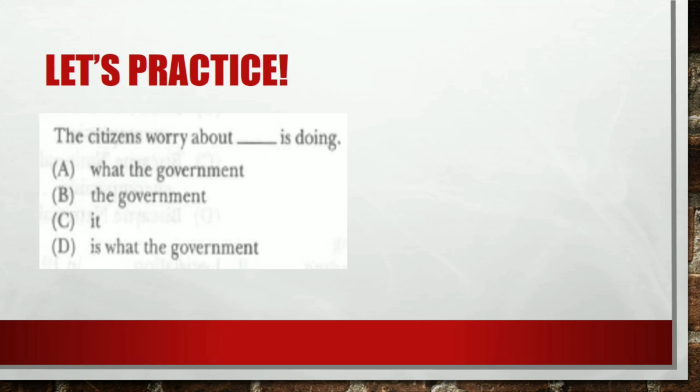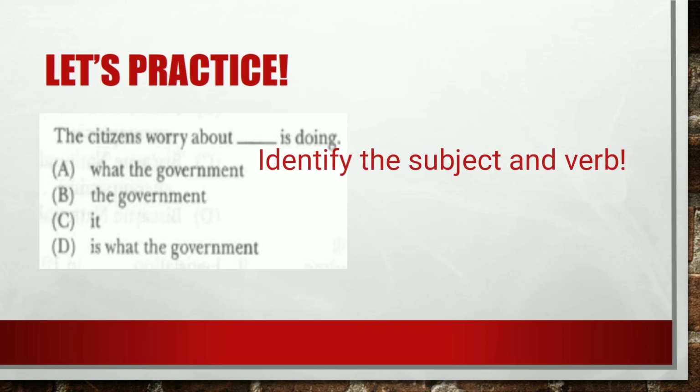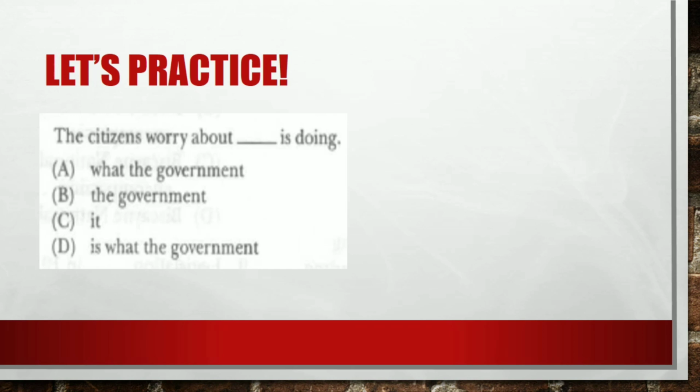Let's try to solve these structure questions of the TOEFL test. The citizen worry that blah blah blah is doing. The tips and tricks are actually the same. We still have to identify the subject and the verb. Is the subject missing? No. The subject is actually there, namely the citizens. How about the verb? Yes, worry is the verb. Tapi kok ada is doing lagi ya? Double verb dong. Kalimat ini akan menjadi double verb, everyone. Dan salah apabila kita salah memilih opsi jawabannya.